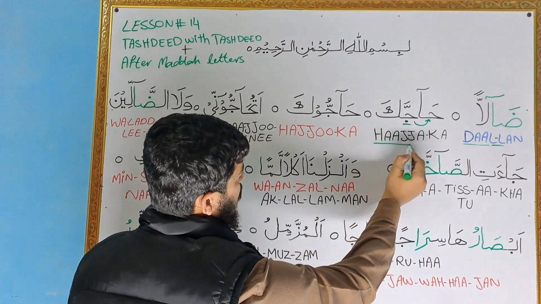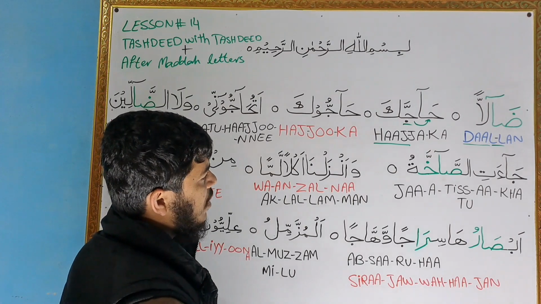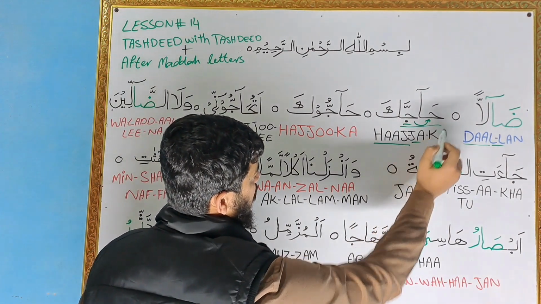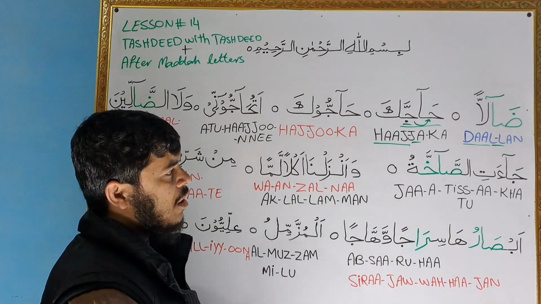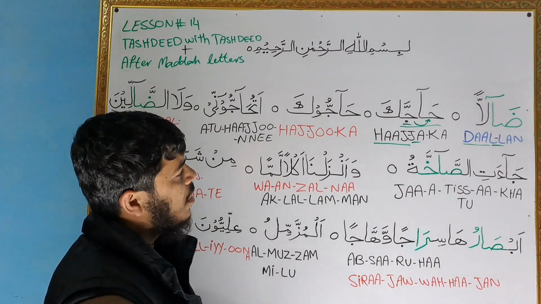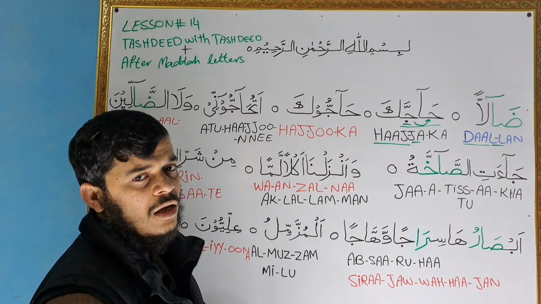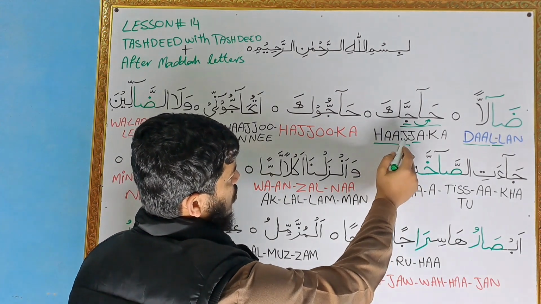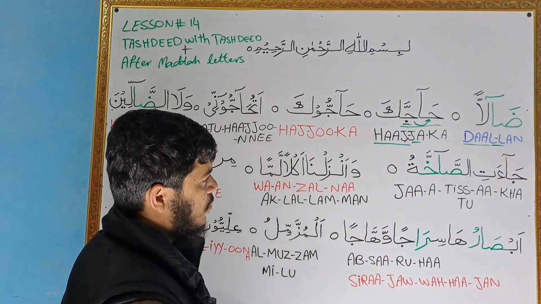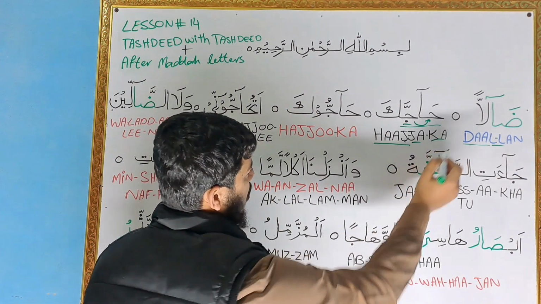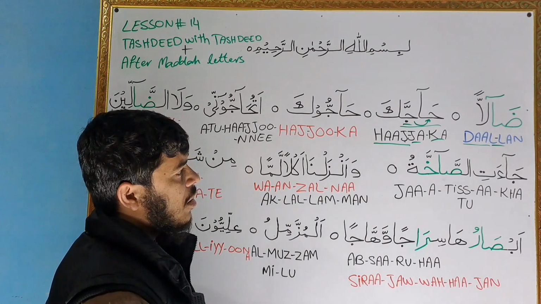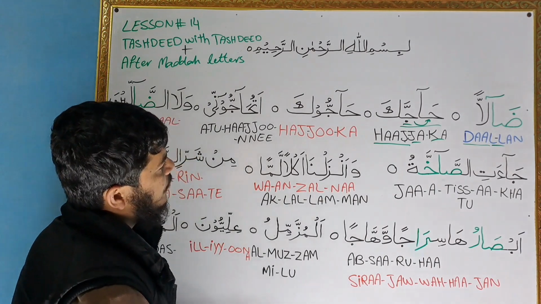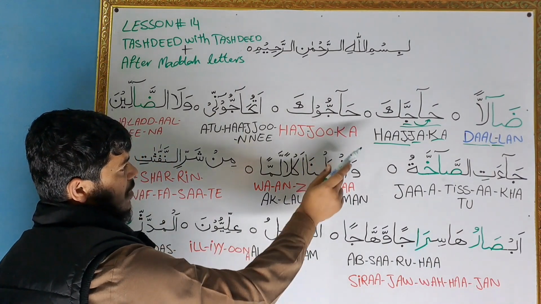Haj, this sound. Jim is having fatha, ja. So how you read these 2 words? Hajja, hajja. Okay, there are two letters for Jim sound. Ka fatha, ka. Hajjaka. Okay.